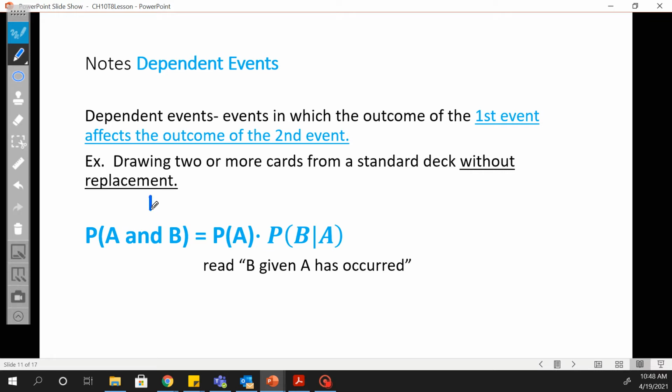We say the probability of A and B is equal to the probability of A times the probability of B given A has occurred. So that would be the probability of B given A has already happened.